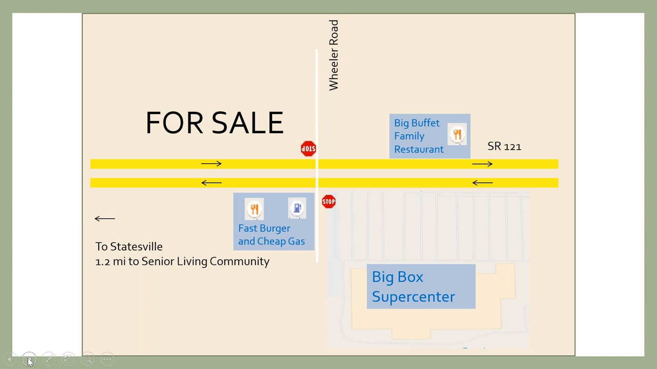And so the big box supercenter, let's say they are going through the permitting process, and part of what we see is the local transportation agency, well, there is a request for a new traffic signal to serve the new development coming in, the big box supercenter. And this new intersection would also tie in to the existing driveway on the opposite side of the street for the Big Buffet Family Restaurant. So that's the scenario. That's the request for this new signalized intersection. And it's only 300 feet away from the current stop-controlled Wheeler Road. So you may have encountered a scenario like this at some point.